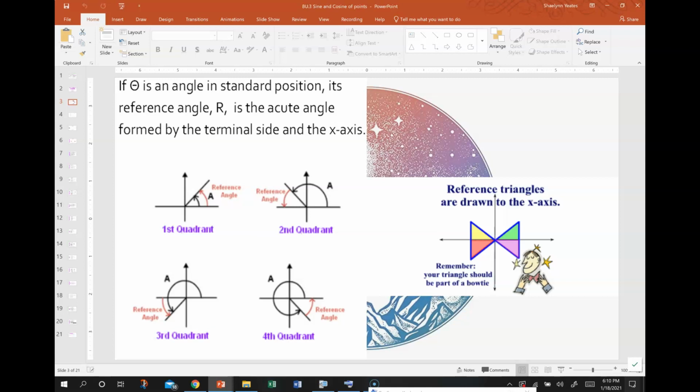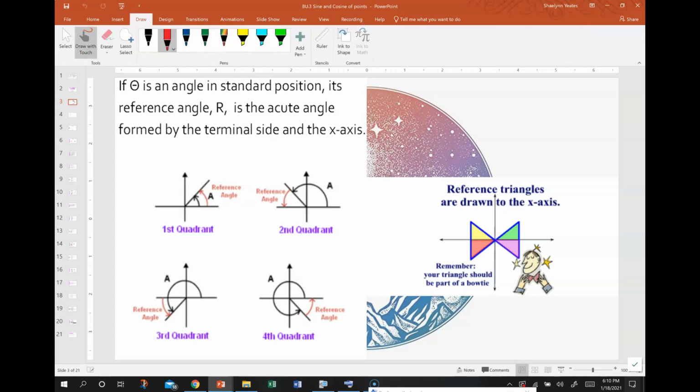So if theta is an angle in standard position, its reference angle r is the acute angle formed by the terminal side and the x-axis. This is its standard position angle. This is called its reference angle. It's the one that makes the bow tie. Notice that the reference angle just makes the bow tie with whatever x-axis is closest to it. It is not always the same as the standard position angle.